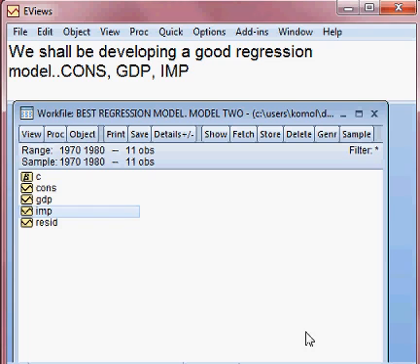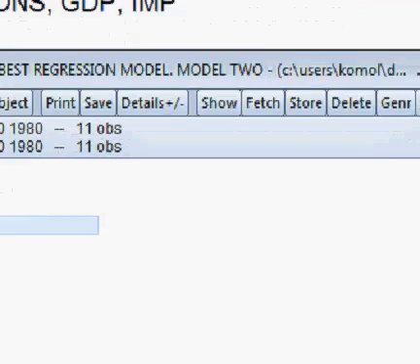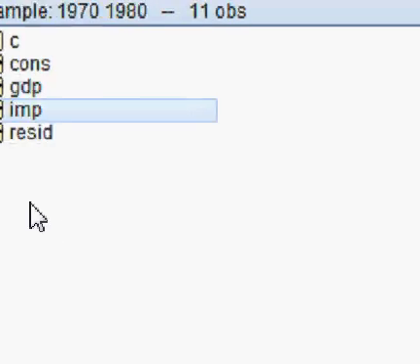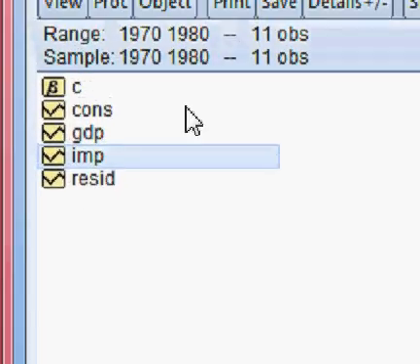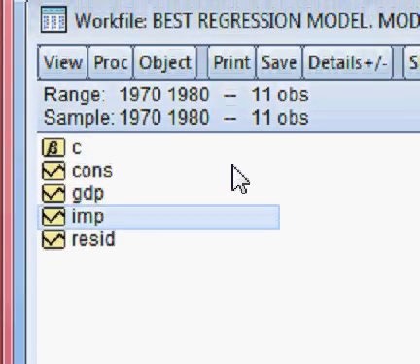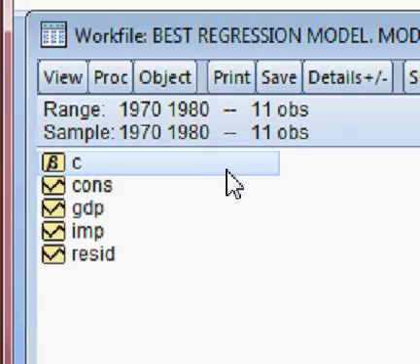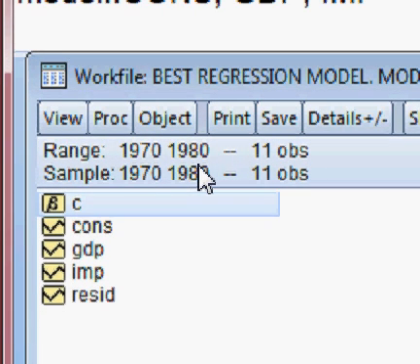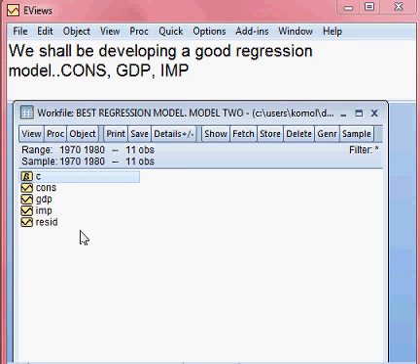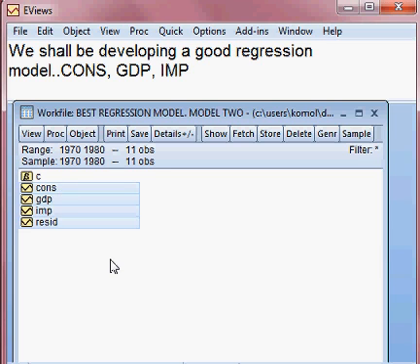I can zoom in for you. Just see the variables are here, right? So these are the variables, right? And it is from 1970 until 1980. So this is my model, my variables. And I can open all the variables to show you, right? Just 1 minute.